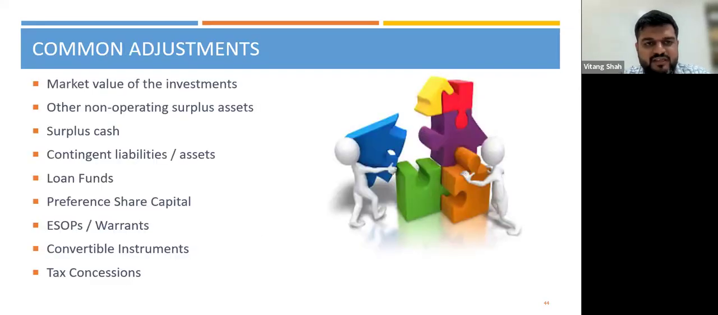So what are the common adjustments which one needs to consider? Those are the market value of investments, as I just said. You may be holding shares of a listed company or an unlisted company for many years, but today it's accounted in the books at its cost. However, the fair market value of those investments could be substantially different from your cost of acquisition. So you adjust for the appreciation or the diminution in the value of those investments.